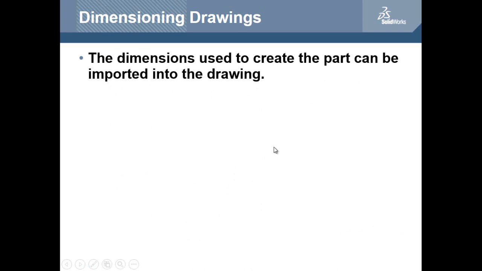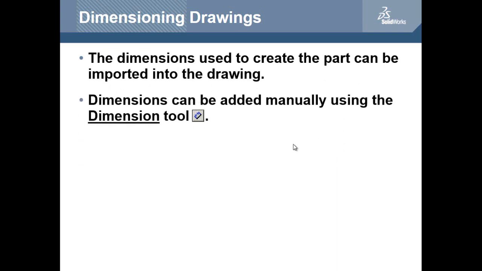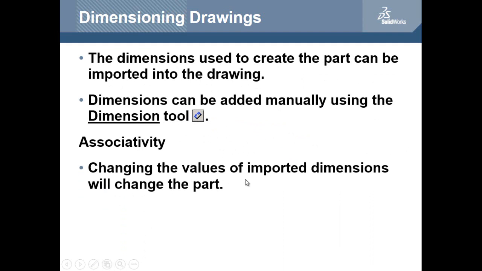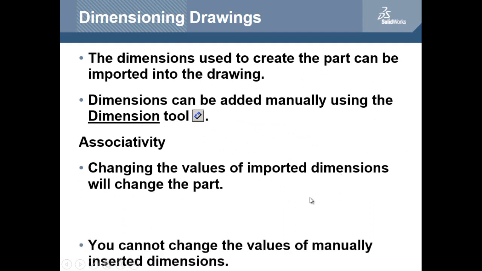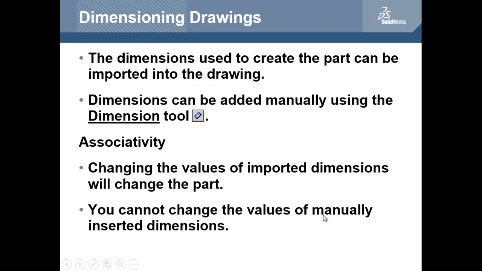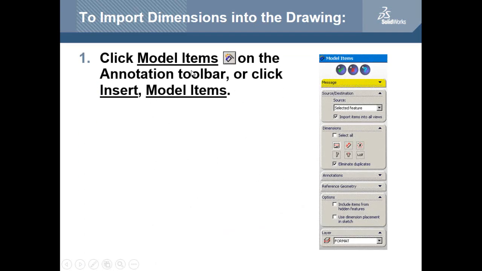The dimensions used to create the part can be imported into the drawing. Dimensions can be added manually using the dimension tool. Looks like this. Associativity. Changing the values of imported dimensions will change the part. You cannot change the values of manually inserted dimensions. Click Model Items and then the Dimensions button on the Annotation toolbar, or click Insert, Model Items. So we see that right there.